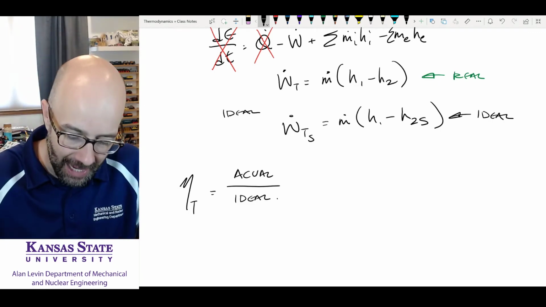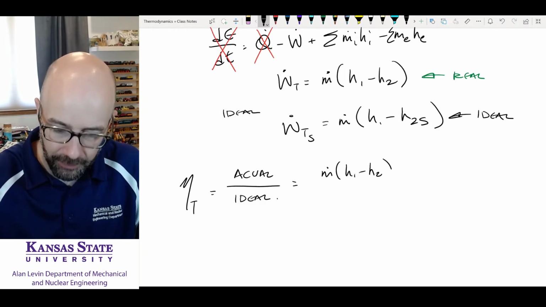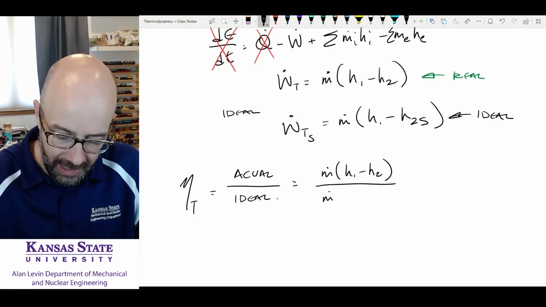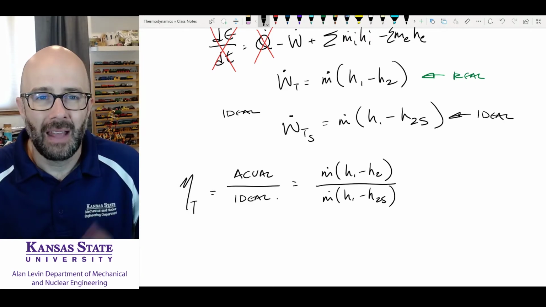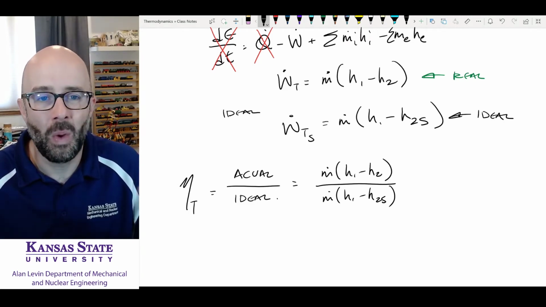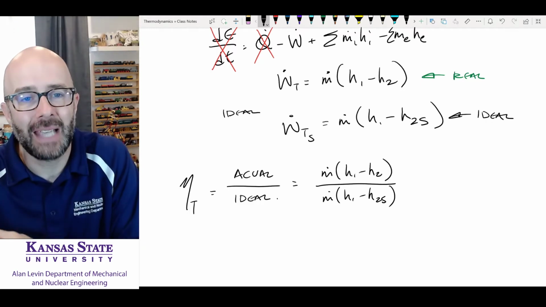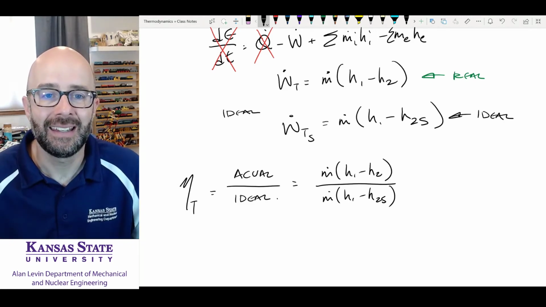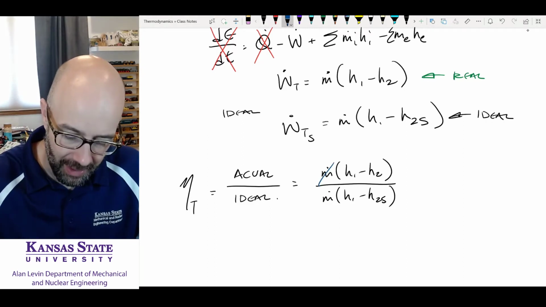Okay, so what is our actual work? It's going to be m dot times h1 minus h2. What is my ideal work? It's going to be m dot times h1 minus h2s. H1's the same in both of these because the steam coming in or the air coming in does not know what kind of turbine it's coming into, so it's H1. But as it comes out, it's going to be different depending on how that turbine effectively used the energy. Okay, my mass flow rate is going to be the same, so these are going to cross out.